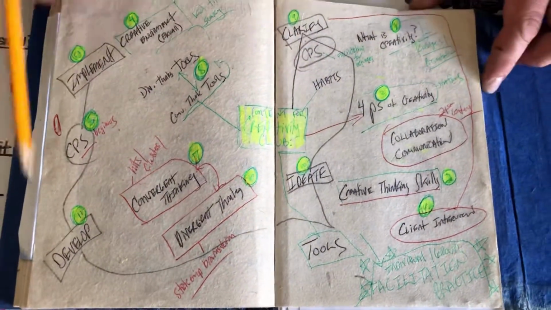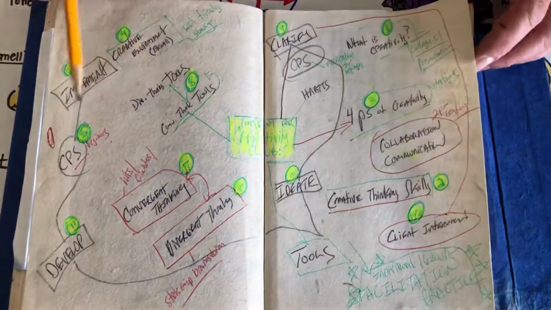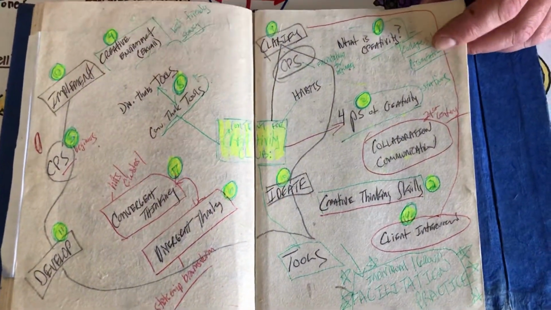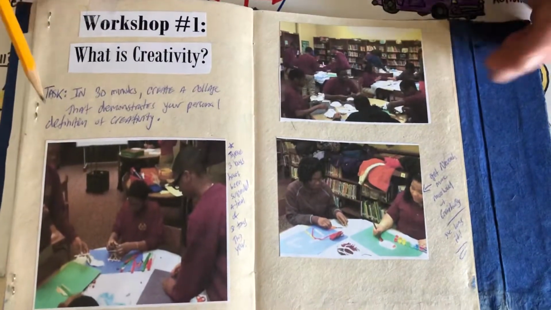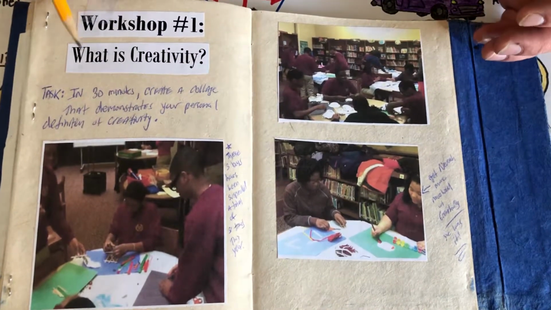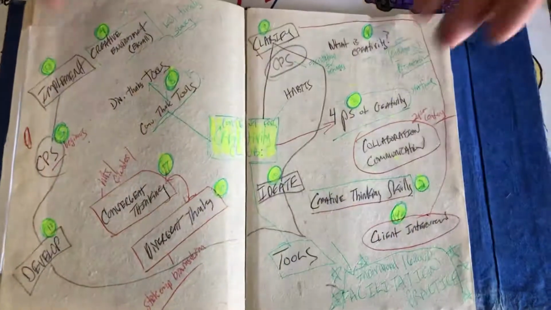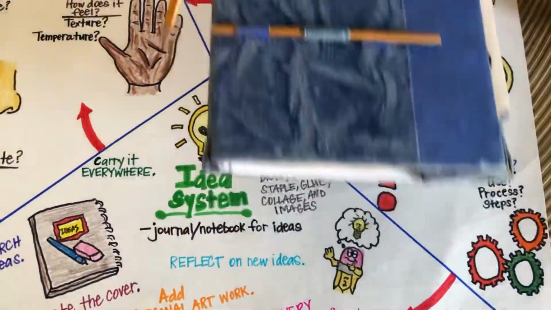Here's an example from my idea system. I got an idea to create a creativity club a while ago. This is my first brainstorm, and here's the first day. You move further in my idea system. This was the first day of the club. So my idea came into fruition because I had a great idea system.